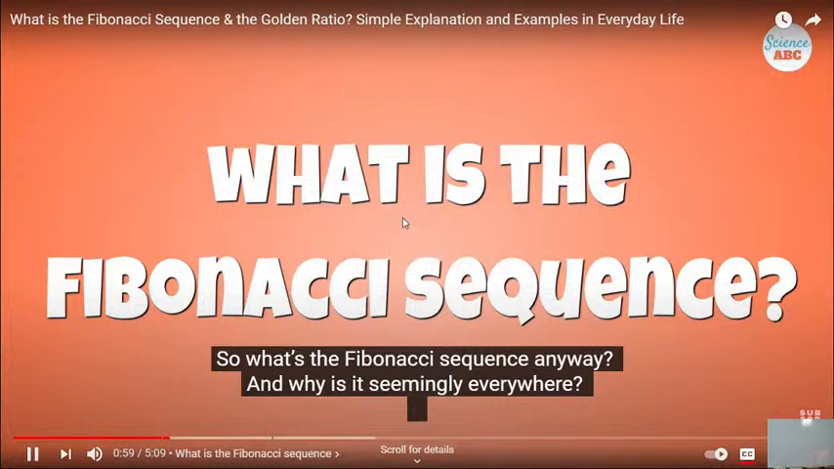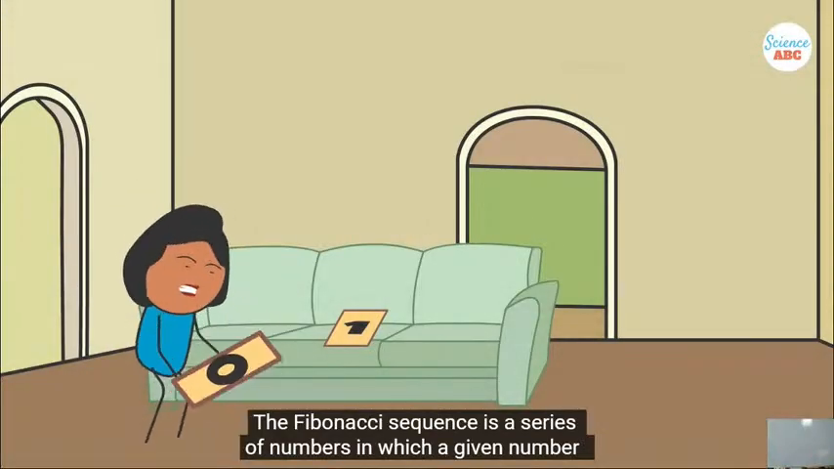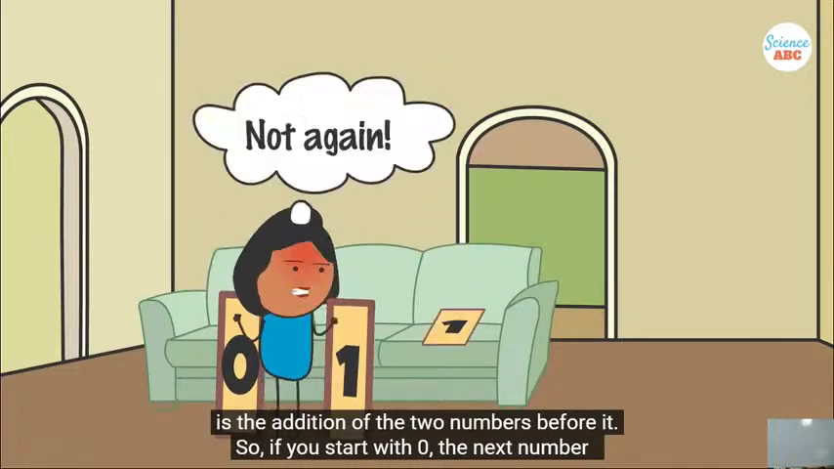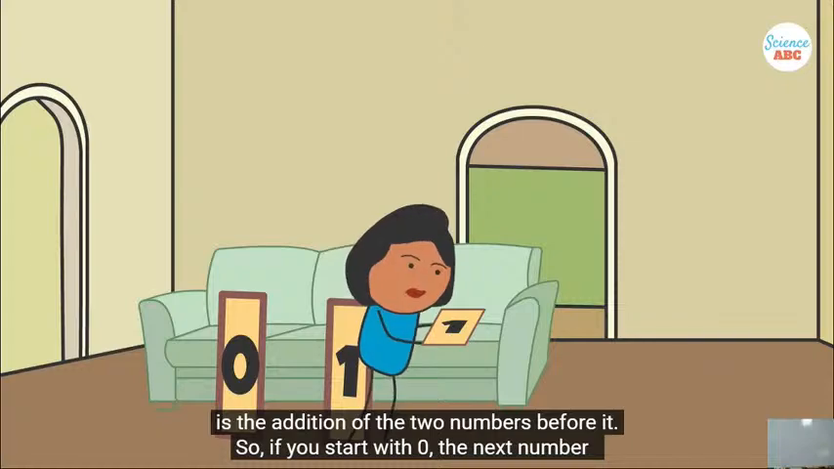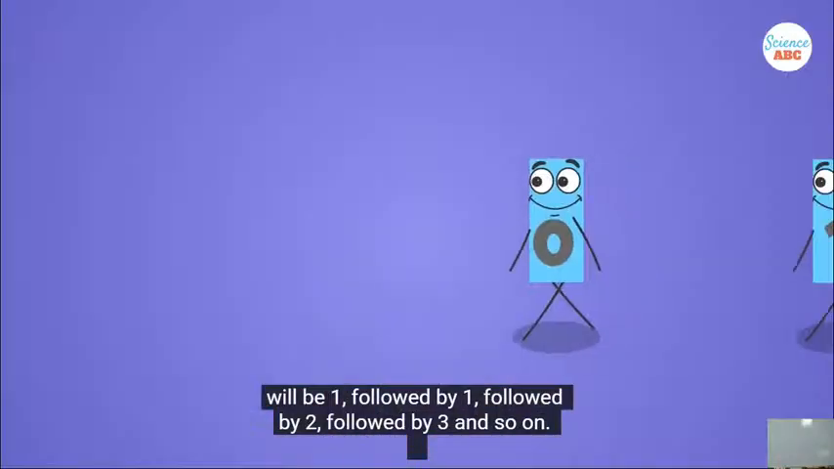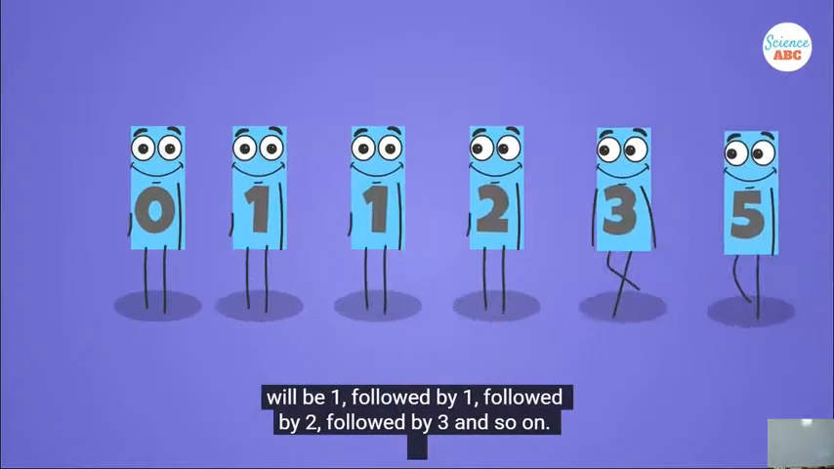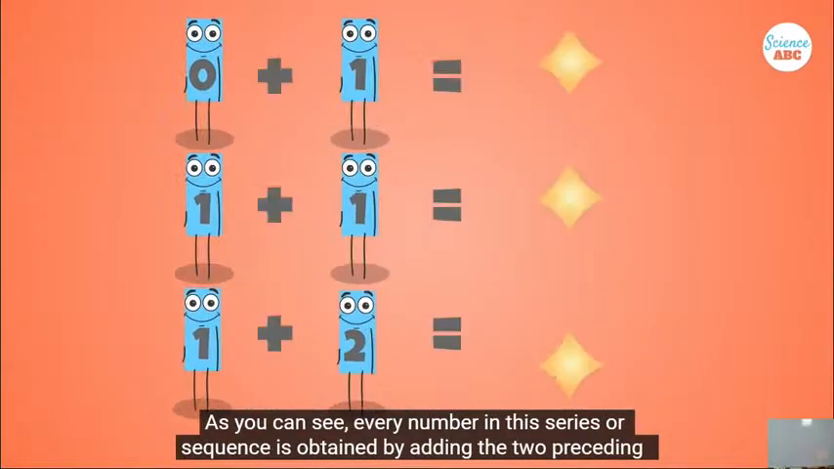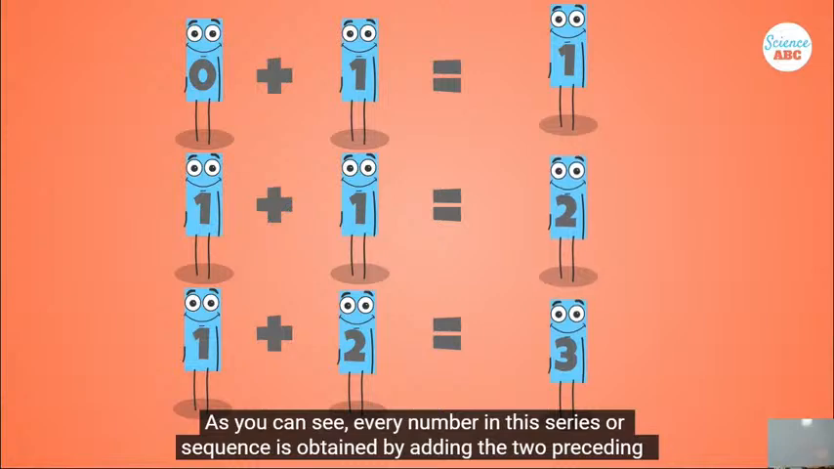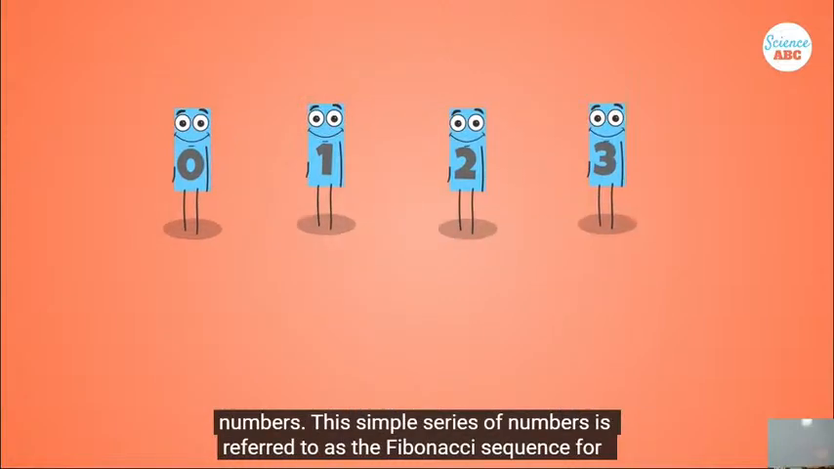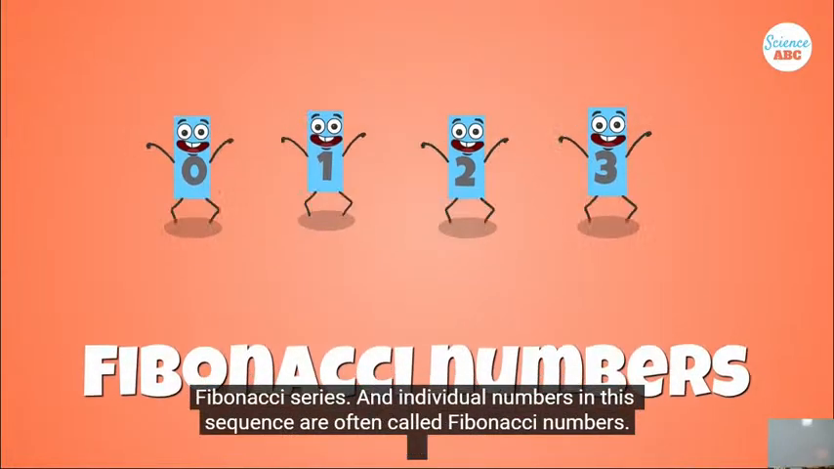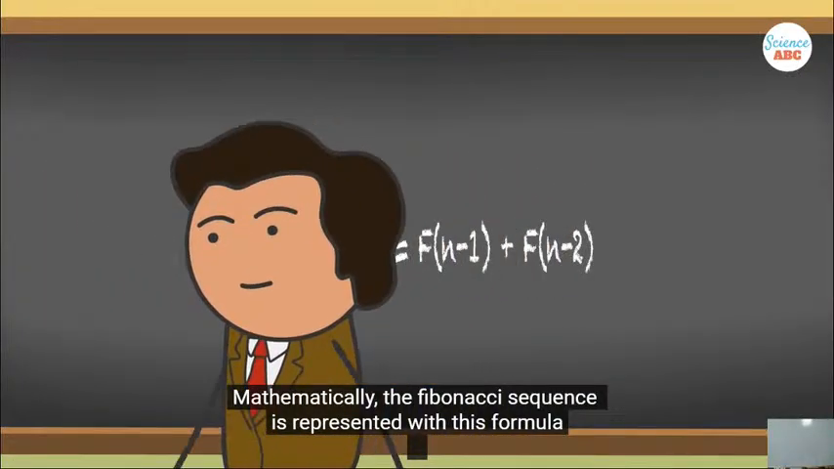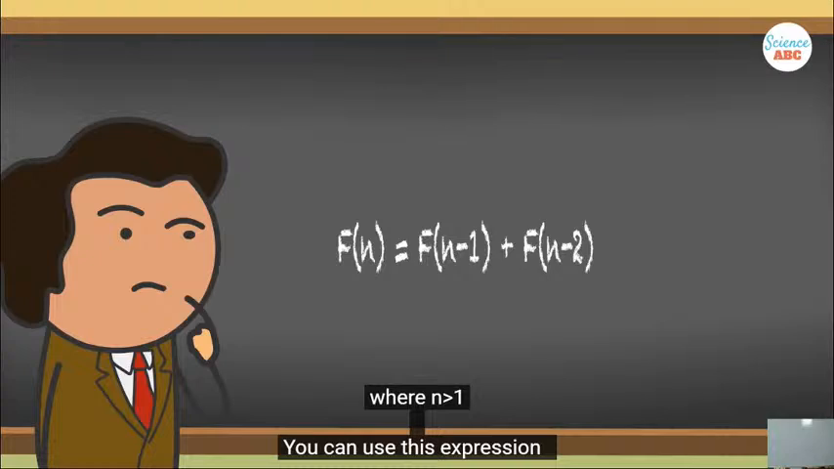And why is it seemingly everywhere? The Fibonacci sequence is a series of numbers in which a given number is the result of adding the 2 numbers before it. So, if you start with 0, the next number will be 1, followed by 1, followed by 2, followed by 3, and so on. As you can see, every number in this series or sequence is obtained by adding the two preceding numbers. Individual numbers in this sequence are often referred to as Fibonacci numbers. Mathematically, the Fibonacci sequence is represented by this formula, where n is greater than 1.